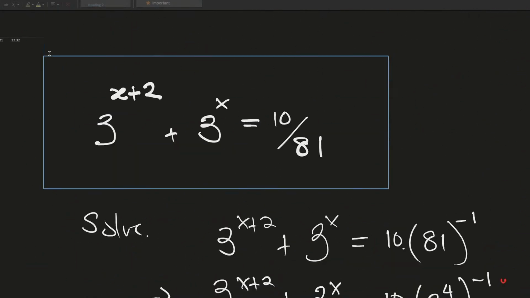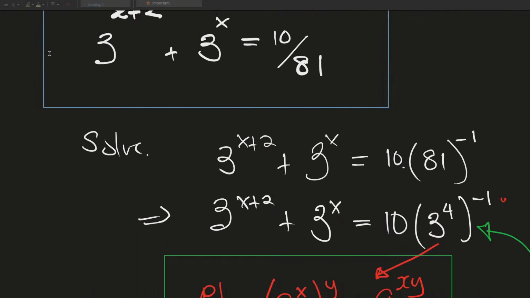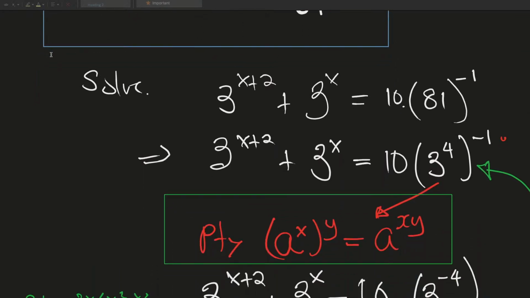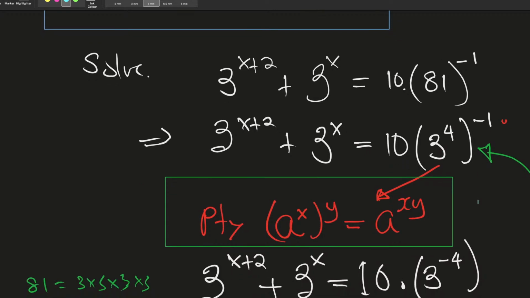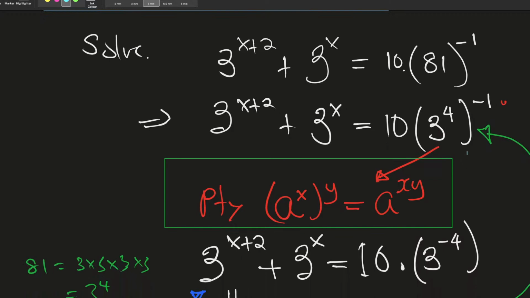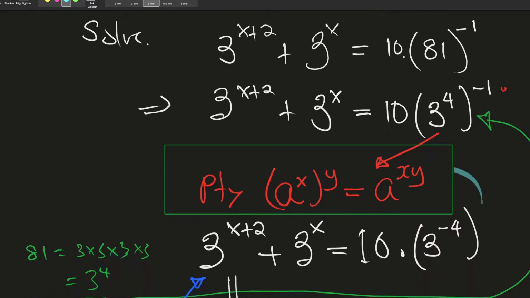You see, this is how we started. We started by applying this first property. We apply this property over here. Since we have 10 multiplying 3 raised to the power -1... 4 -1, this gives us 3 raised to the power -4. So we're applying this to that.